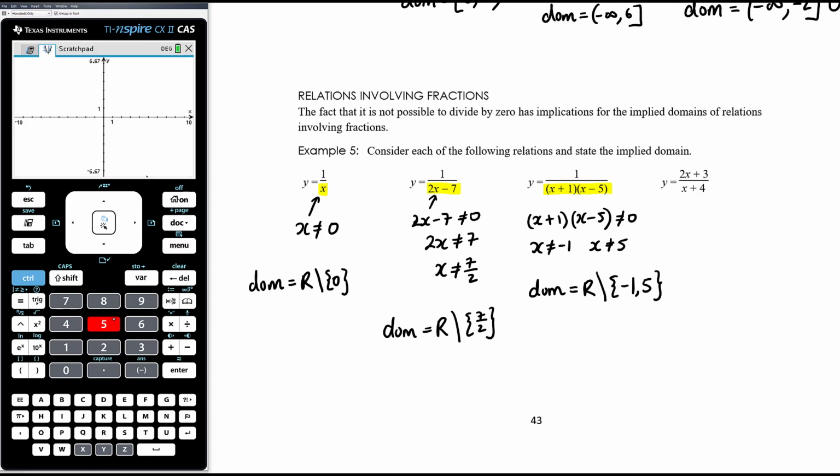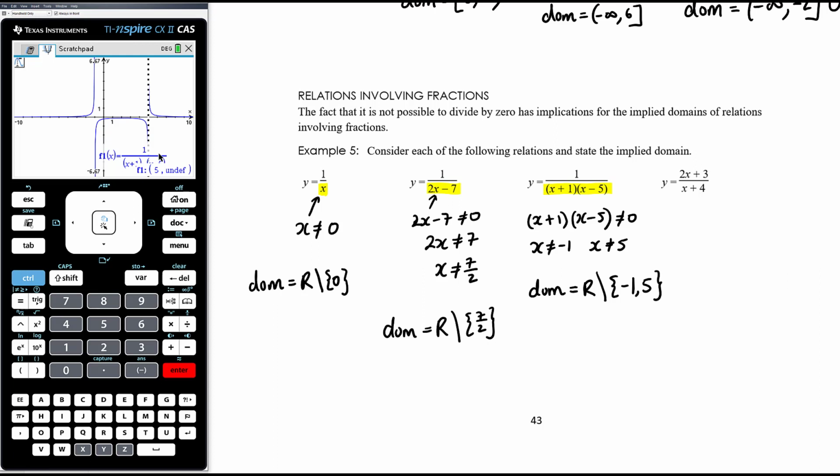Menu 4.5, back to Zoom Standard. Sketch the graph again because I deleted it when I undid it. My apologies. 1 over (x plus 1) times (x minus 5). Let's try that again, brackets x minus 5. Alright, and again if I go into trace mode, menu 5.1, and I just type 5 and press enter, it does indeed tell me that the function is undefined when x equals 5. So therefore it makes sense that that value is excluded from my domain.